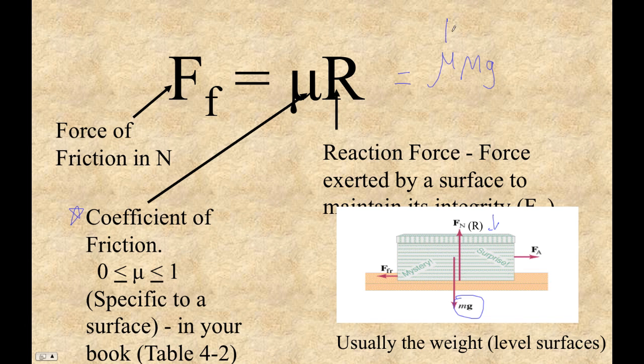So this thing has to be given to you or you look it up. That's the mass of the object. That is the acceleration or the gravitational field strength. This is going to be in newtons. This is a pure number, so it doesn't have units. And then of course the reaction force would be in newtons.